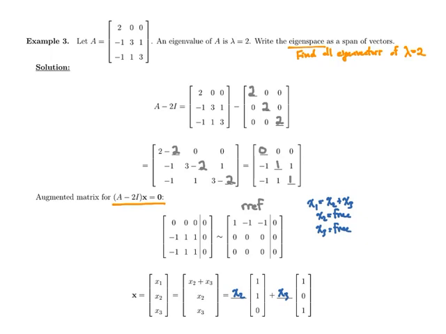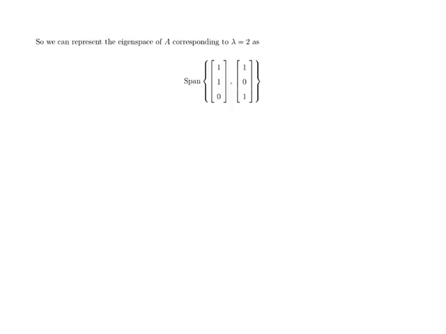So now let's finish the question. Let's write the eigenspace as a span of vectors. Because we had those two vectors multiplied by the free variables, we can say that the eigenspace is equal to the span of those two vectors. And note that we can't write this span any nicer because those are not multiples of each other. This is exactly what we have. This is a plane in R3.